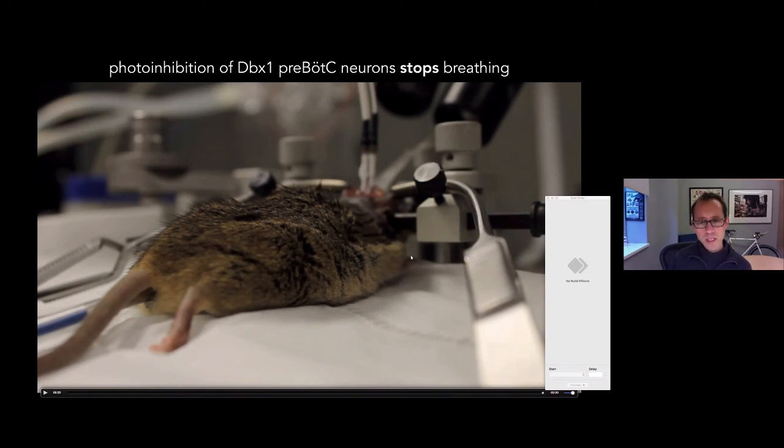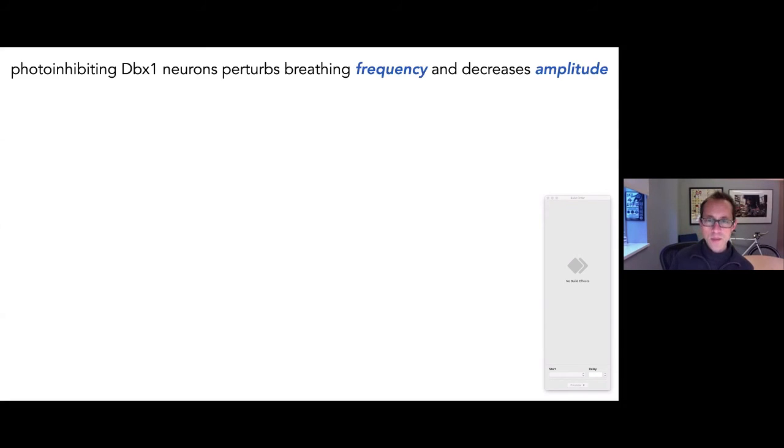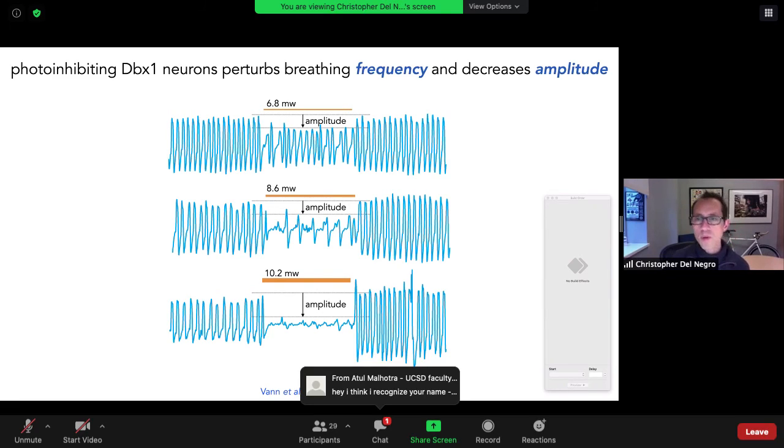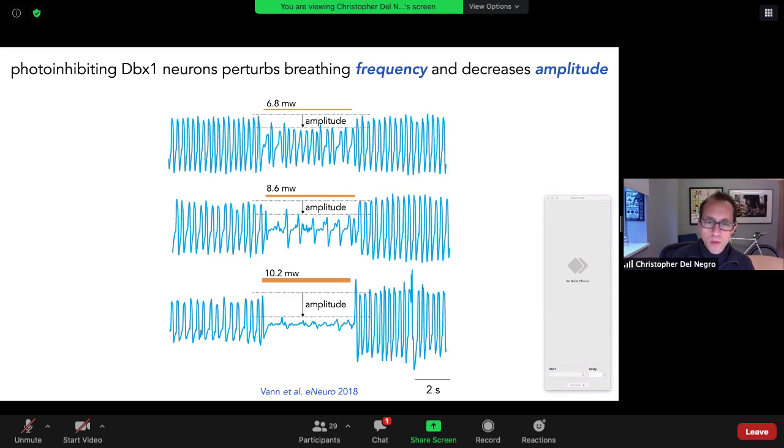So now let's look at that experiment in traces again. Same setup as last time. When the yellow light comes on, the breathing rhythm slows down. But just like in the last experiment, we also saw this concomitant decrease in the amplitude. So the breathing rhythm slowed down, but the amplitude of the breathing movements also decreased, and that was not predicted. So we came to the conclusion that it appears as though the DBX1 neurons are affecting both rhythm and amplitude.